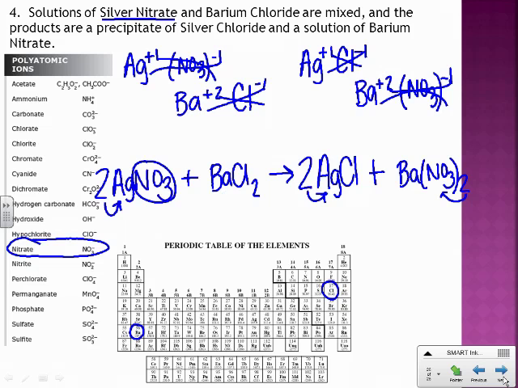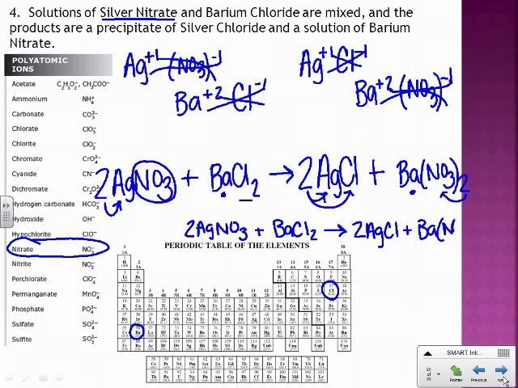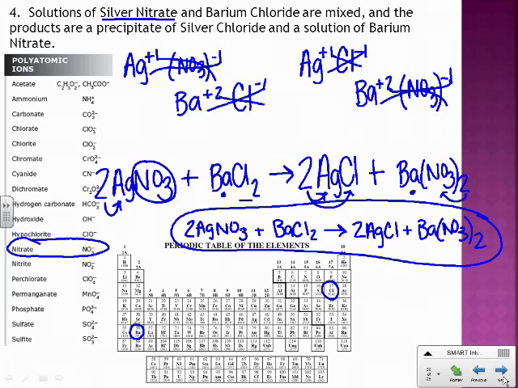Next, I look at barium. I have 1 barium here and 1 here. So those are good. And I have 2 chlorines here. And because of this coefficient, I have 2 chlorines over here. So the final reaction looks like this. 2 AgNO3 plus BaCl2 produces 2 AgCl's plus 1 Ba(NO3)2. So there's your final balanced equation. Now you've reached the end of the Unit 6 videos. Thanks for watching.